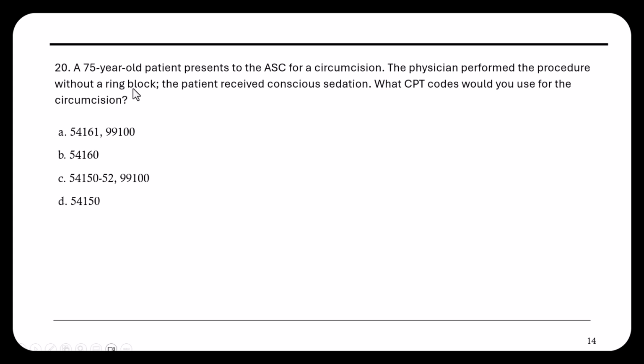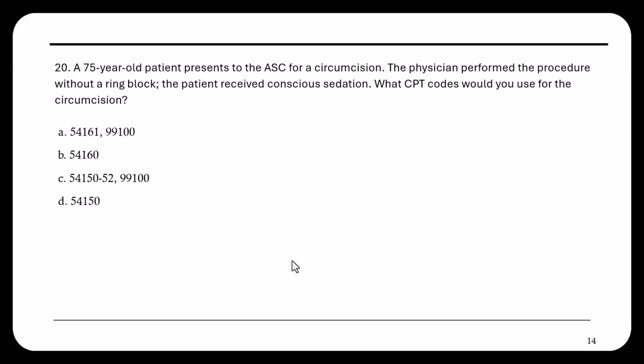A 75-year-old patient presents to the ASC for a circumcision. It's unfortunate, but I have seen it. The physician performed the procedure without a ring block. The patient received conscious sedation. What CPT code would you use for the circumcision? Well, to begin with, we have a 75-year-old patient. That tells me this guy's over 70, so I'm probably going to need one of those qualifying modifiers. And in this case I do, 99100. So it's either going to be A or C.